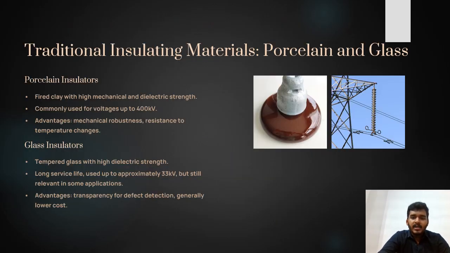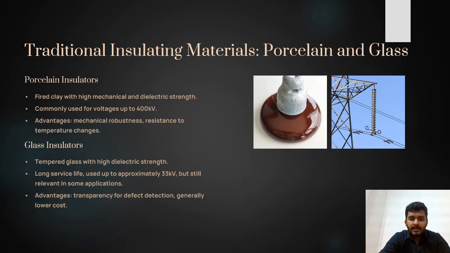So, traditional insulation materials. On the right side we can see the brown color disc type coil materials. It is a brown color coil with a glassy finish. It is a modern insulation. Nowadays we use this glassy finish in the transmission lines. It is called porcelain and glass. It is made up of porcelain material and glass.